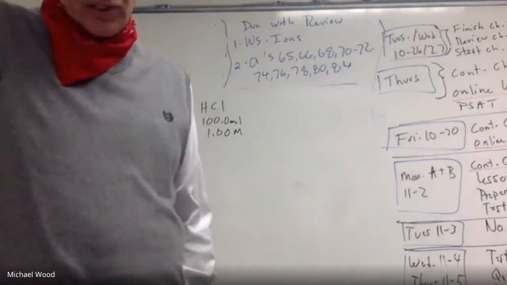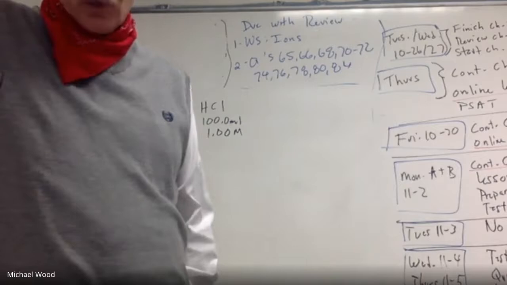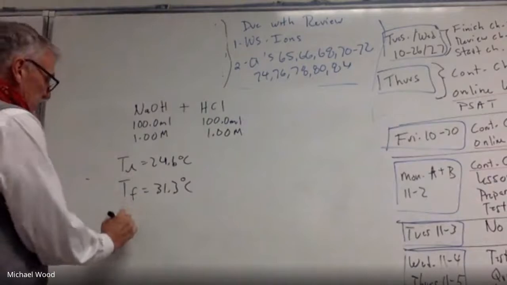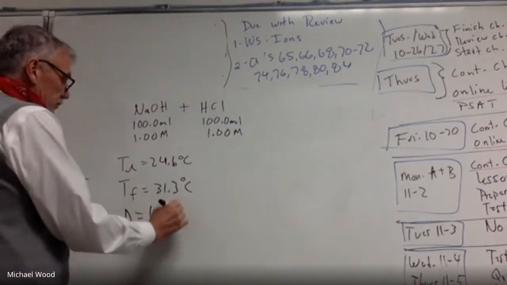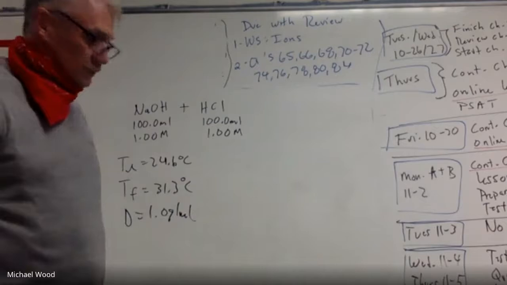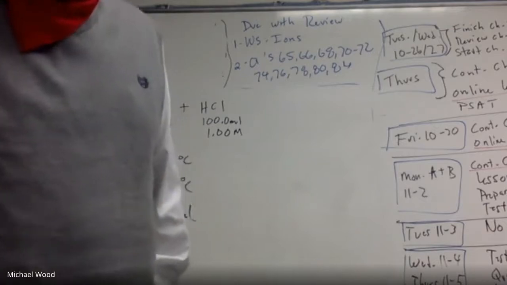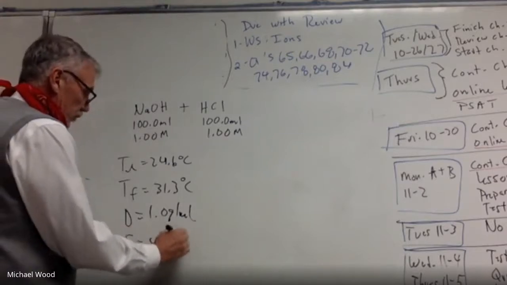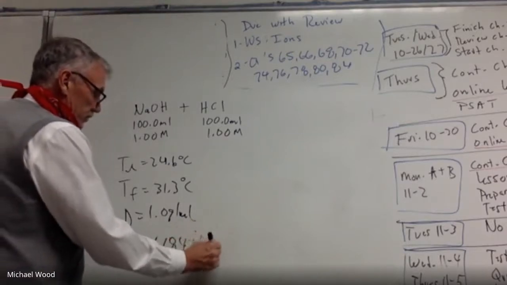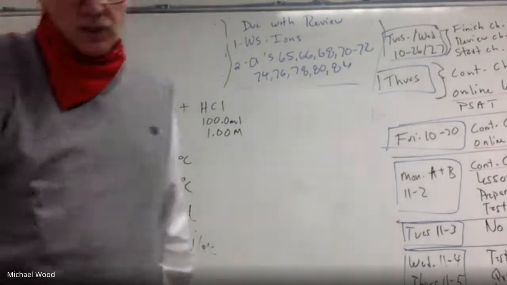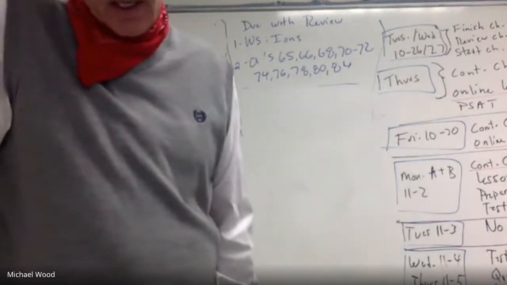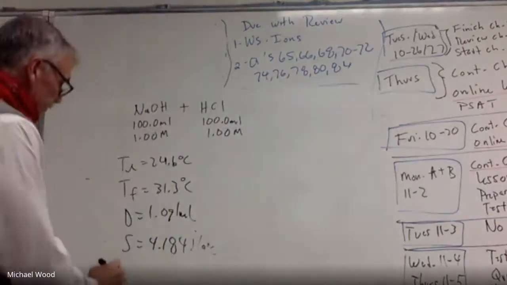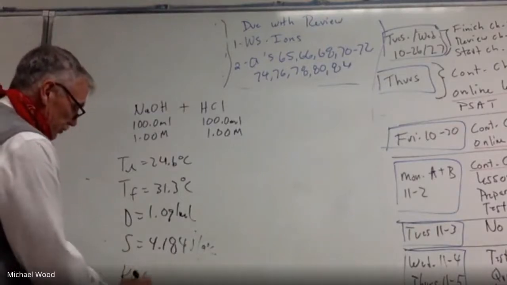And you don't have to convert to Kelvin here. You can do this in Celsius or Kelvin. And it says, assuming the solutions have a density of 1, so the density is 1 gram per mL. And the specific heat is 4.184 joules over grams times degrees Celsius. Calculate the enthalpy change, and it said in kilojoules per mole. So what we're trying to figure out here is kilojoules per mole.